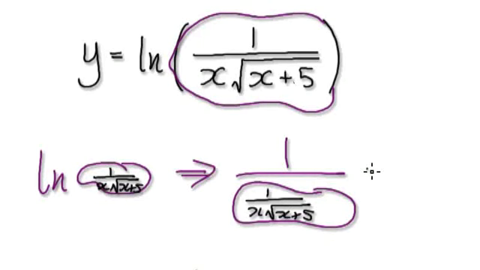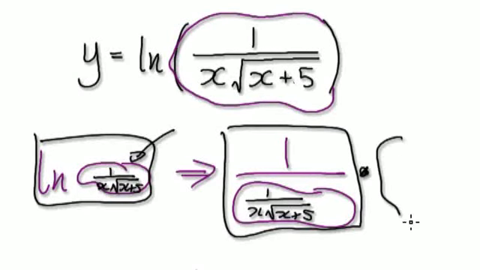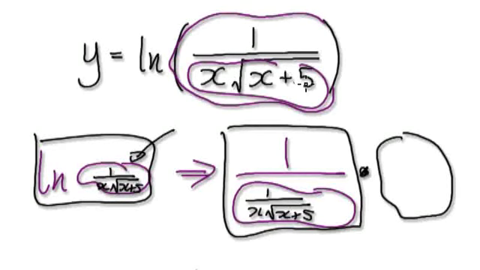And don't forget, you've got to times. So when you differentiate this, it will give you this. But then don't forget, you've got to times by the derivative of the bubble itself. Okay, and then within this bubble here, you've got another bubble here. So you've got to times with the derivative of this inner bubble as well. So you've got a bubble within a bubble within a bubble.